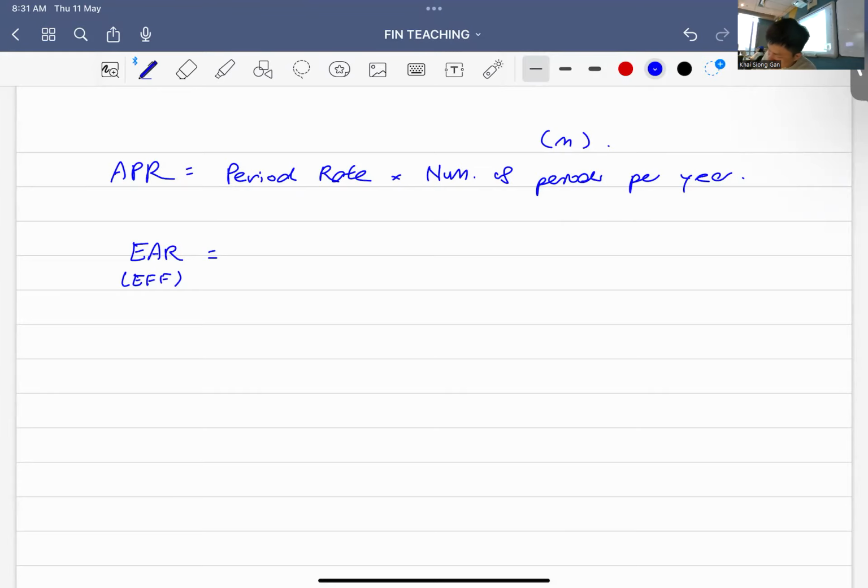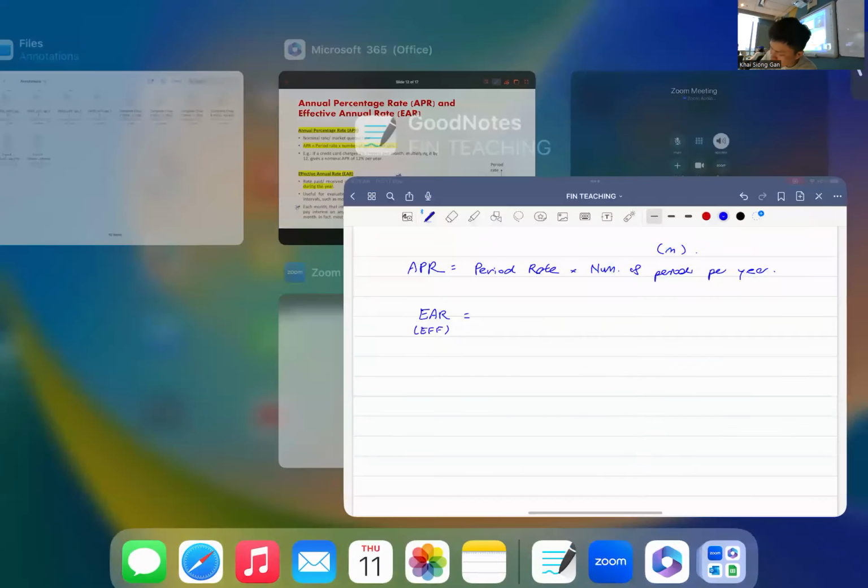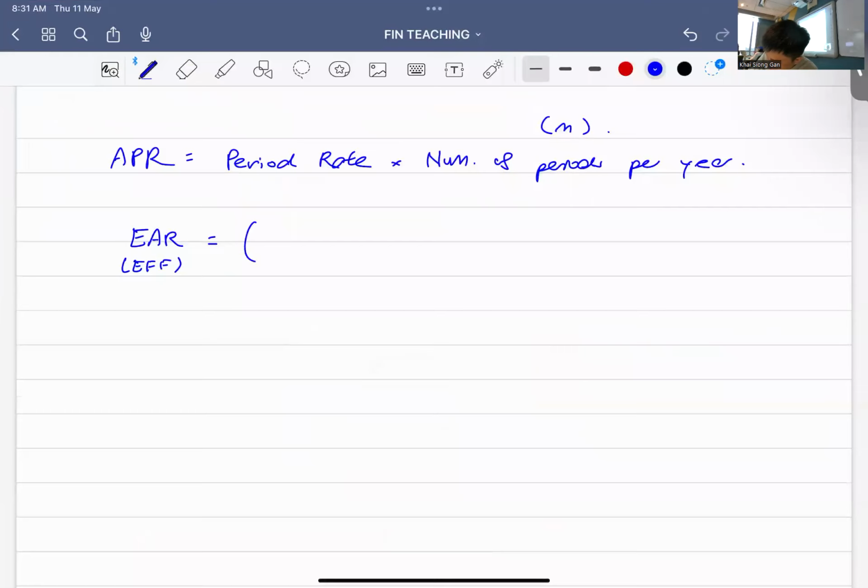Okay, so the formula, although I have already put it over here, I will still show you what it means. Here the formula for EAR is 1 plus the period rate, to the power of M, minus 1. You can see there is a power involved here, M. This is what I call the compounding effect being taken into account.